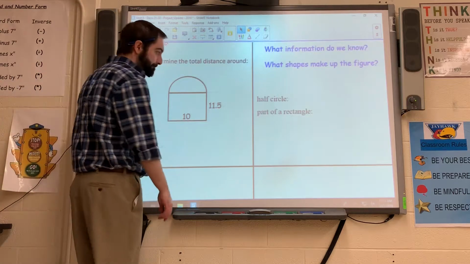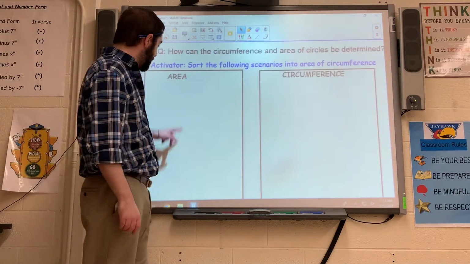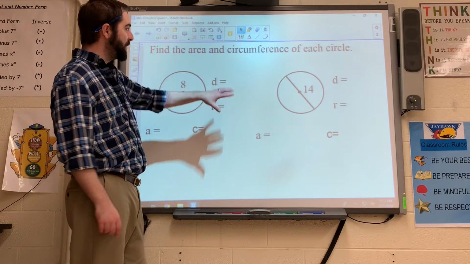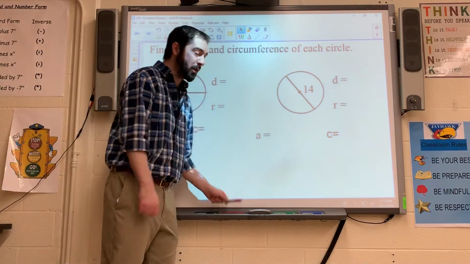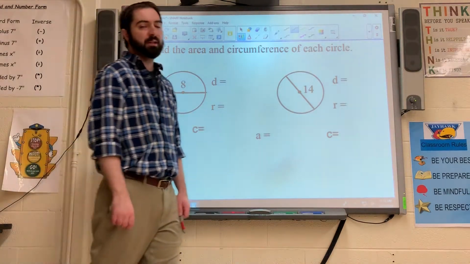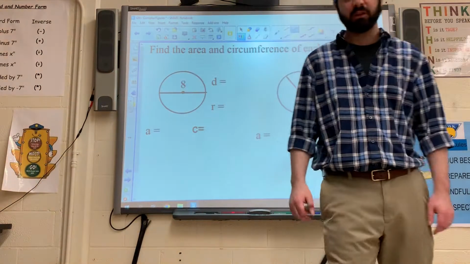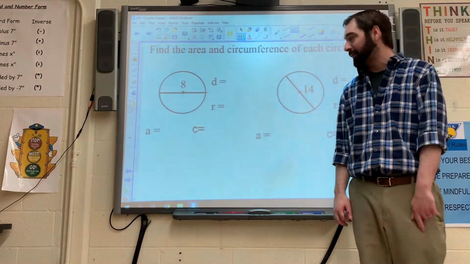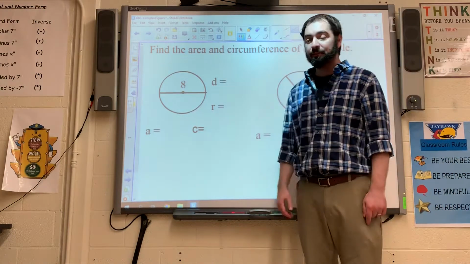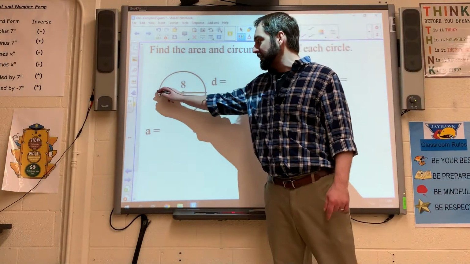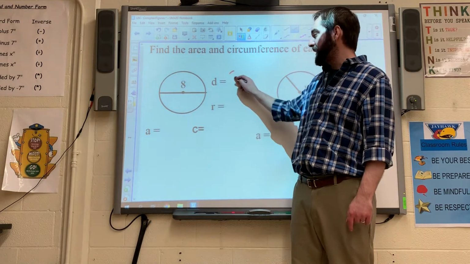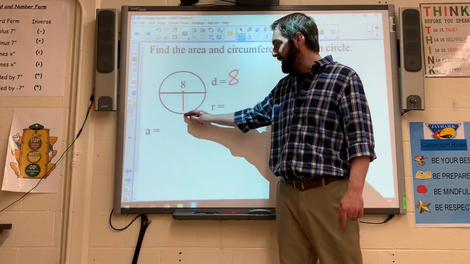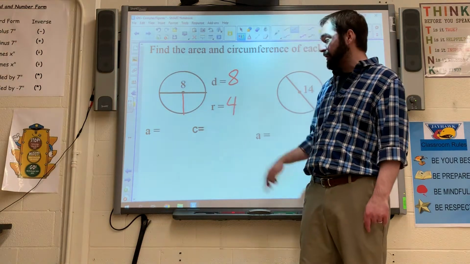Okay, moving on. We're going to get into a couple of review questions here quickly. On the board, it asks for the area and the circumference of each circle. For every single circle problem, the first thing you should be thinking about is what information is given to me. Do I get a diameter or do I get a radius? In this circle on the left, that 8 goes straight across the middle from one side of the circle to the other side. So that must be my diameter. Radius is half as big, so it's half of 8, which is 4.